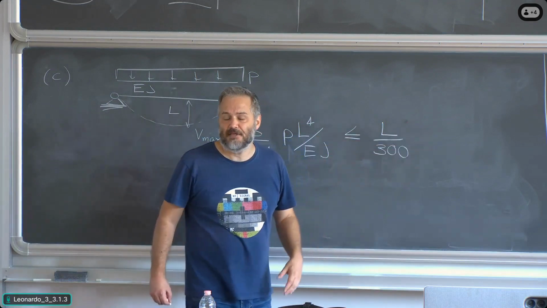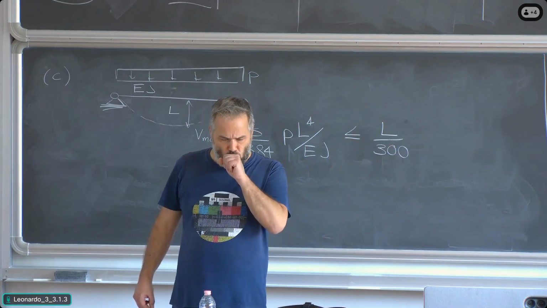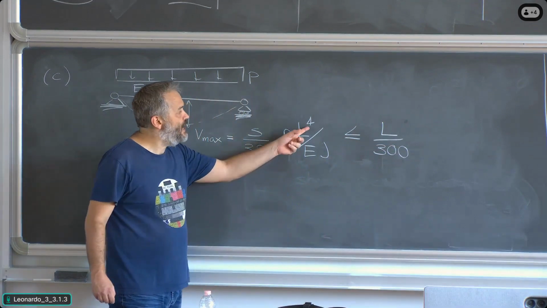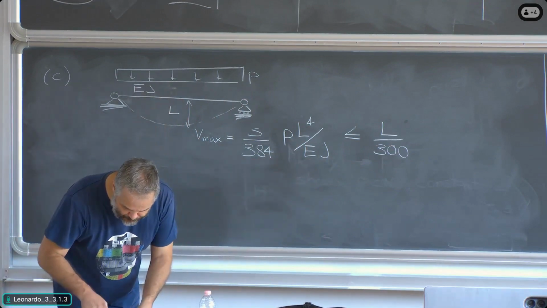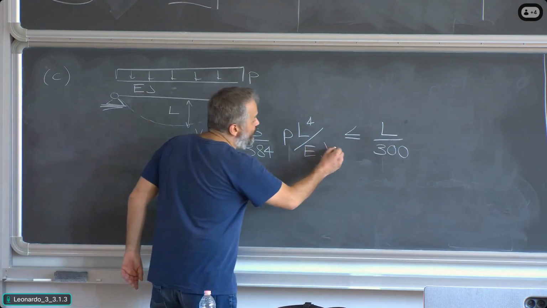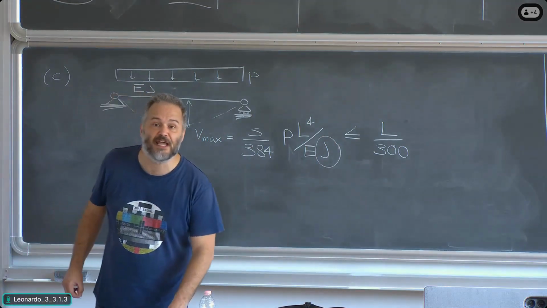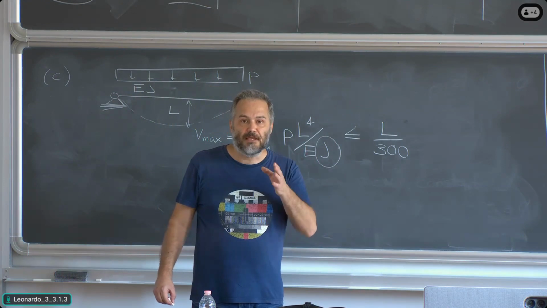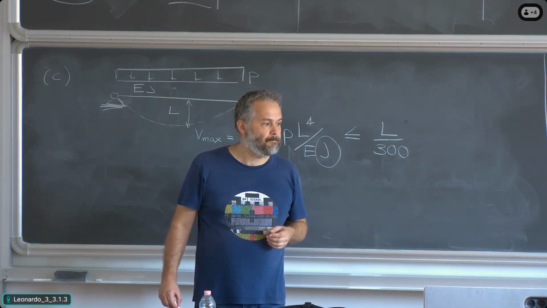How do we design the beam? What is the degree of freedom we have to design the beam? Everything is known, P is known, L is known, the modulus of elasticity was provided, equal to 200 gigapascals. The only quantity we have to work out is second order moment of area, which then determines what your beam section will be. Okay?